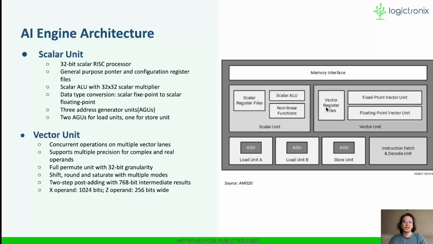Then coming to the specific AI engine architecture, the AI engine tile contains a scalar unit and a vector unit. The scalar unit is a 32-bit scalar RISC processor, and the ALU of this scalar unit contains a 32 by 32 scalar multiplier, and it has 3 address generator units. 2 are used for load units and 1 for storing. The vector unit is good for concurrent operations on multiple vector lengths, and it has a full permute unit with 32-bit granularity. It contains 1024 bits of X operand and 256 bits wide G operand. For more details, we can go to the architecture manual 20.